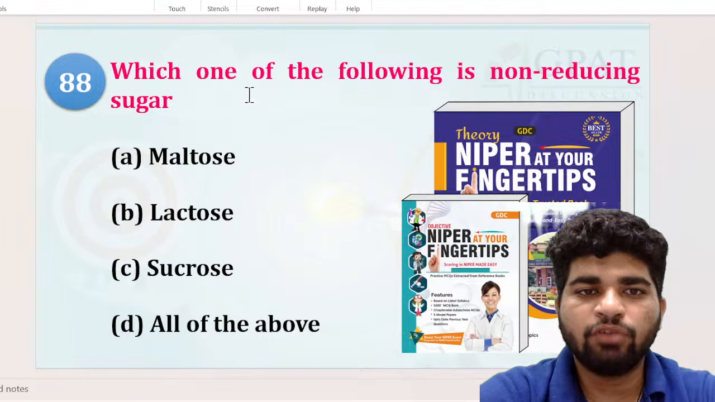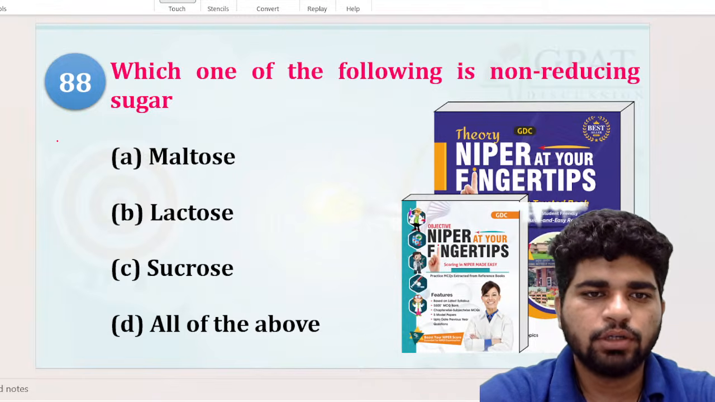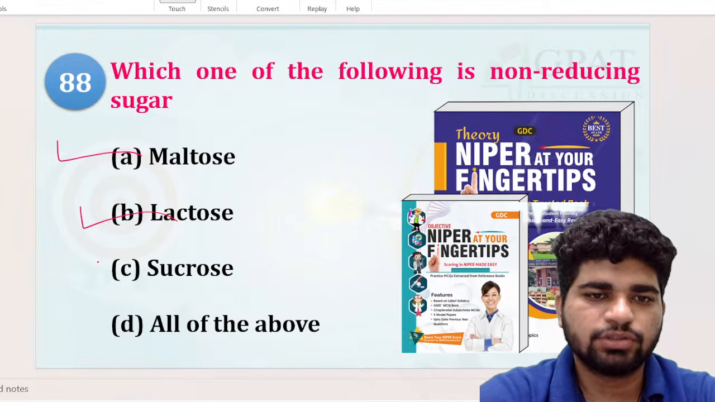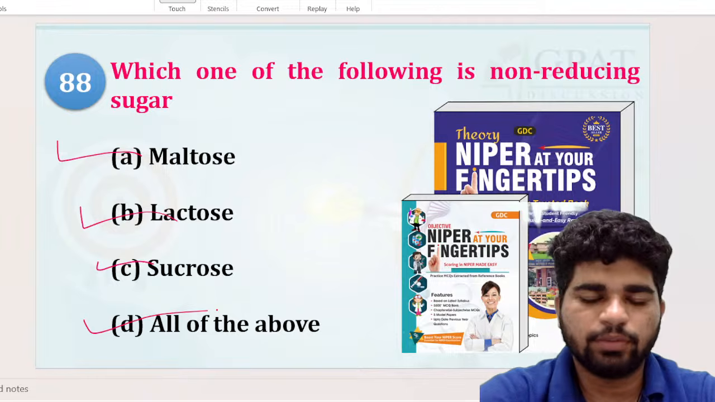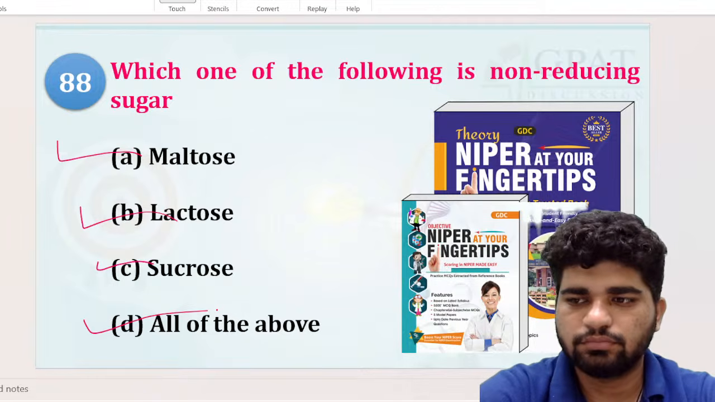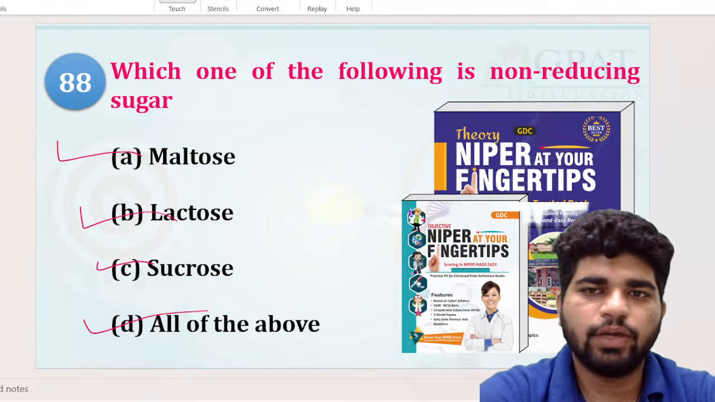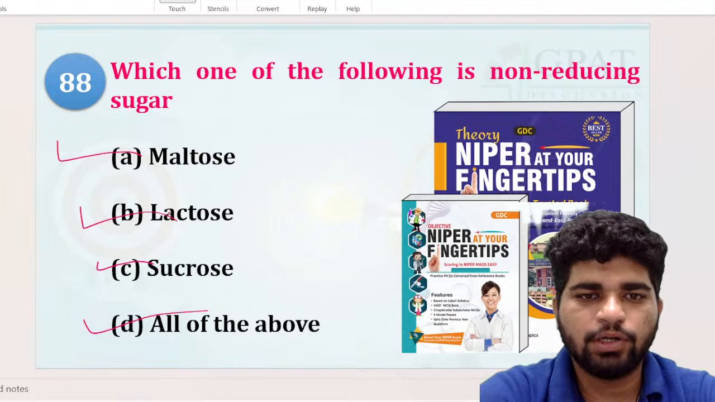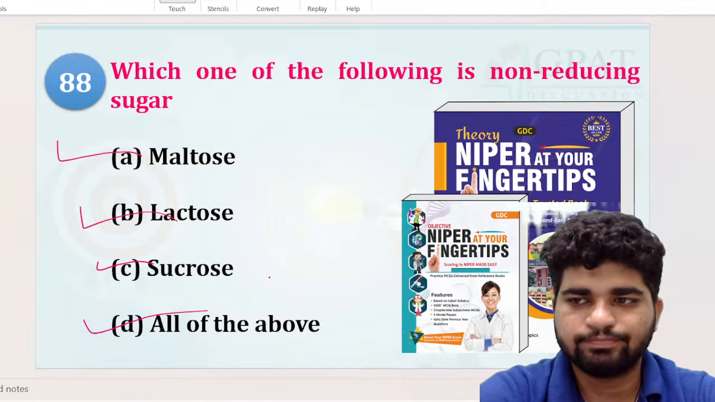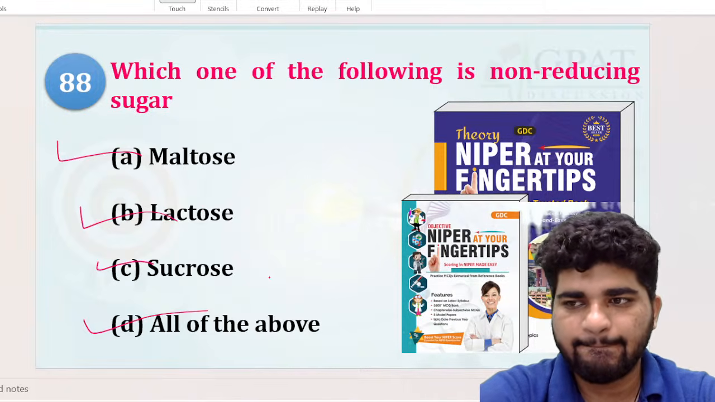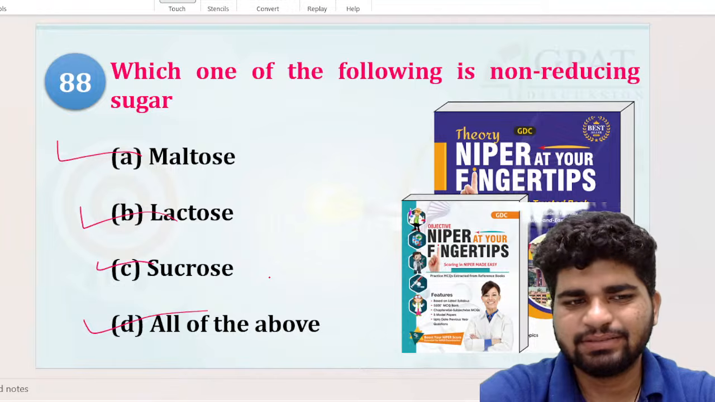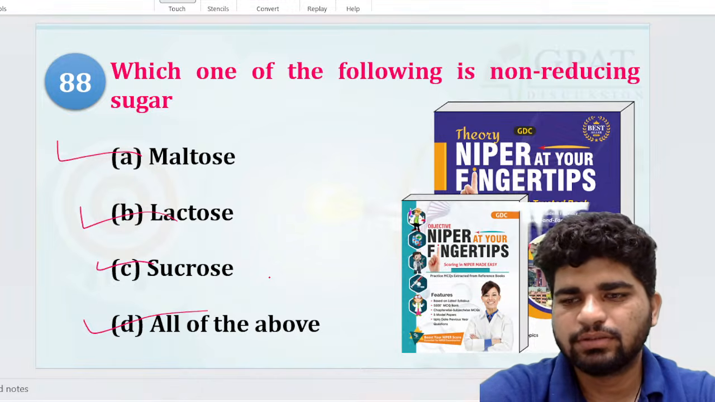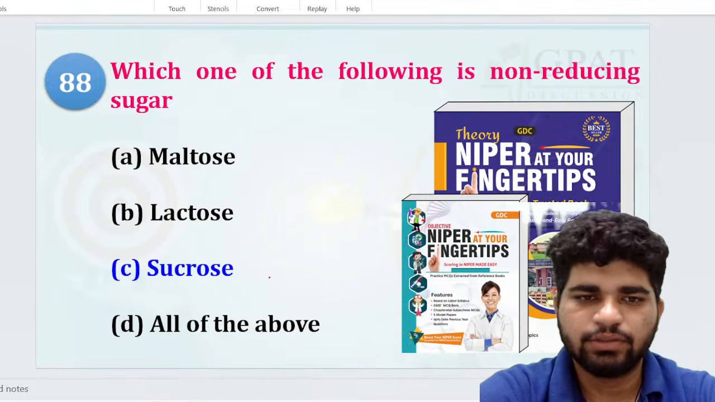Which of the following is a non-reducing sugar? Maltose, lactose, sucrose, or all of the above? Anyone? Simple it is, right? Non-reducing, asked plenty of times. Sucrose only, okay? Sucrose.